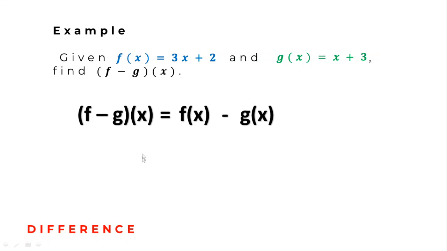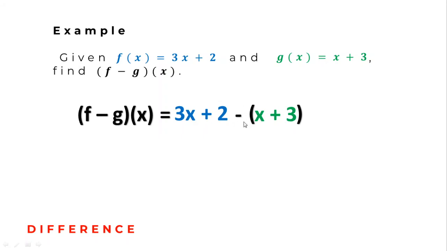Ito naman yung gagawin natin. F minus g of x is equal to f of x minus g of x. So same as ginawa natin kanina sa sum, ang value ng f of x is 3x plus 2. So magiging 3x plus 2. Ito naman g of x natin na may value na x plus 3, so magiging x plus 3. Tapos wag mo kakalimutan lagyan ng parenthesis. Kasi nga minus ito. Makaka-apekto siya sa sign na nasa gitna.